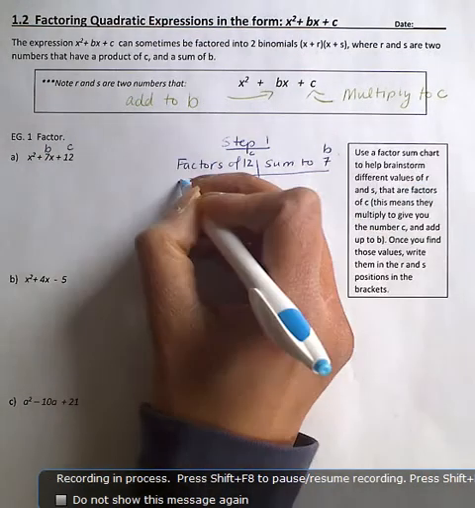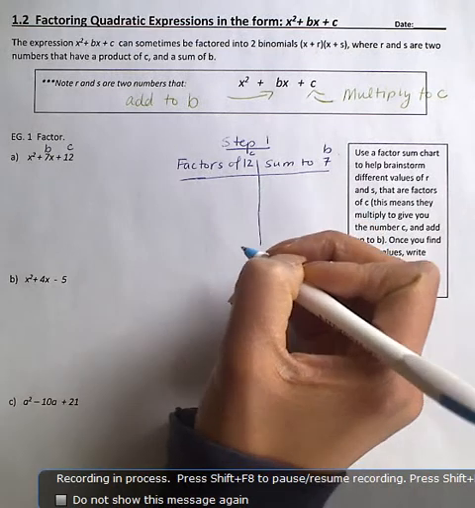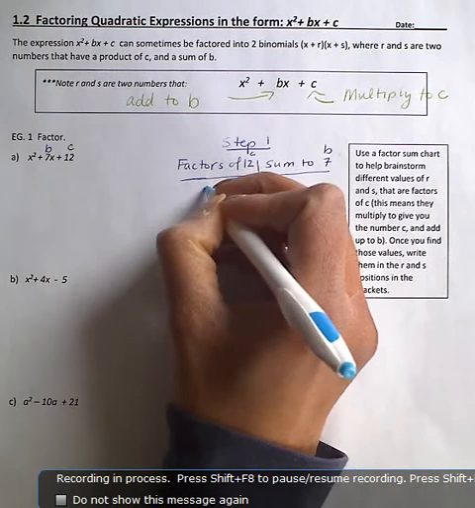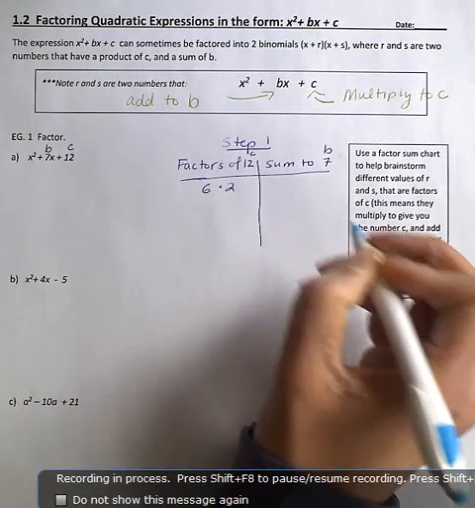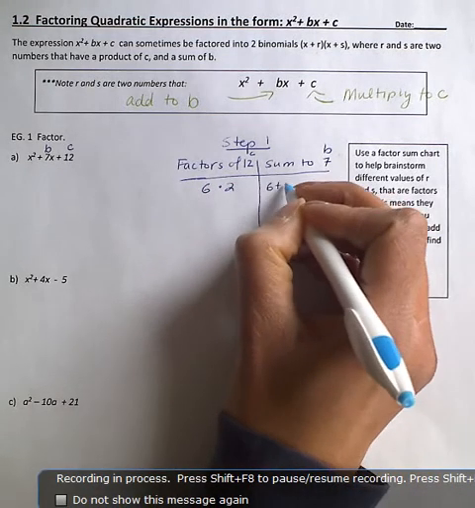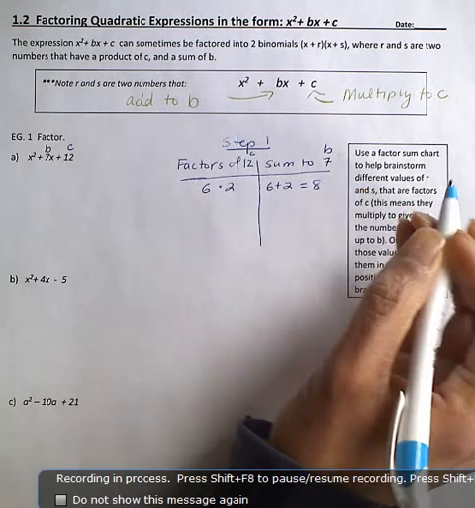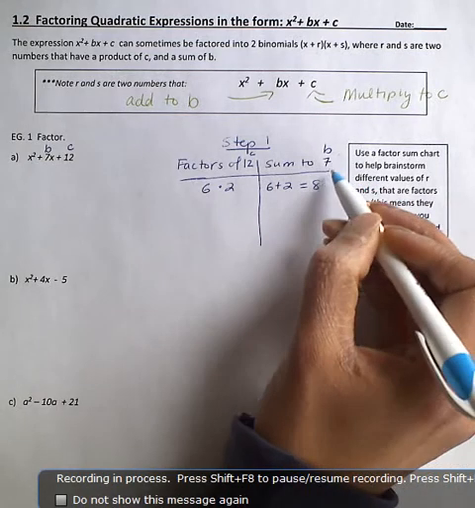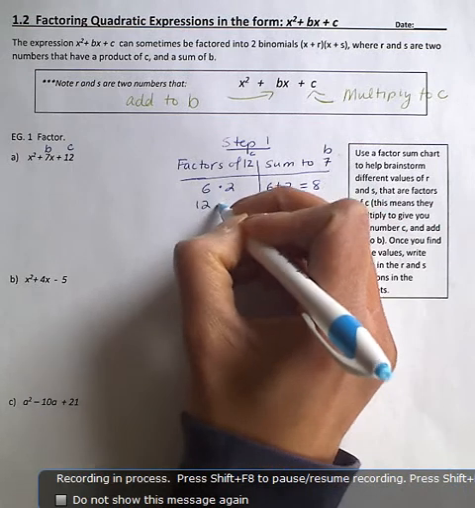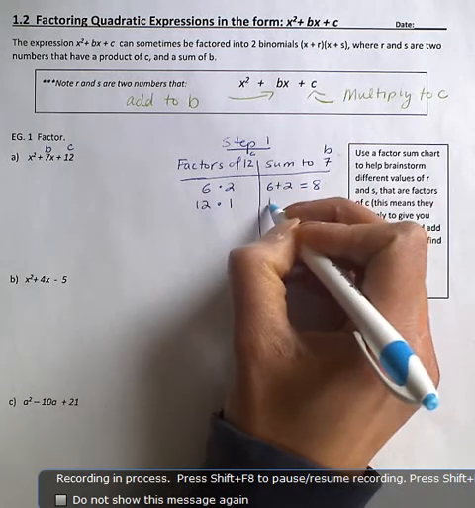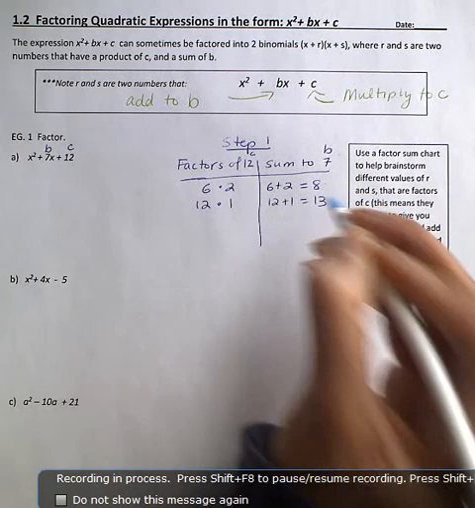Okay, so for example, you're thinking about numbers that multiply to 12. So let's say you try 6 and 2, because you know that 6 times 2 is 12. Now let's test it. 6 plus 2 equals 8. That's not what we're looking for. We're looking for the sum to be 7. So we're brainstorming. We try 12 times 1. 12 plus 1 is 13. That's also not what we want.